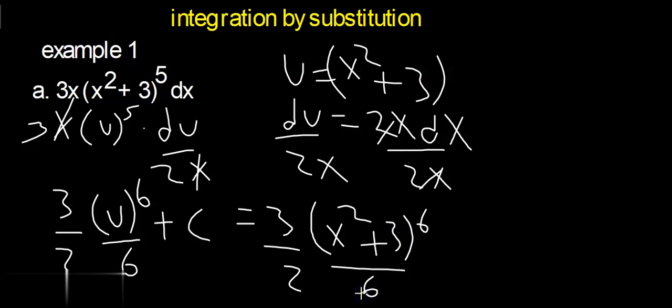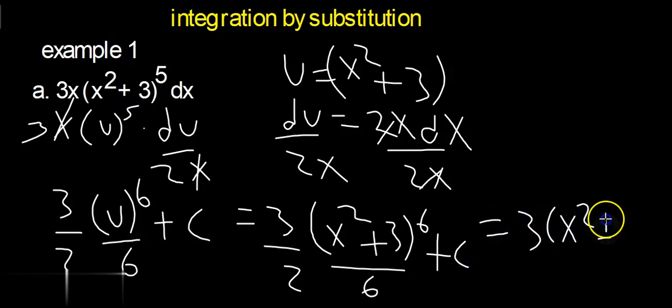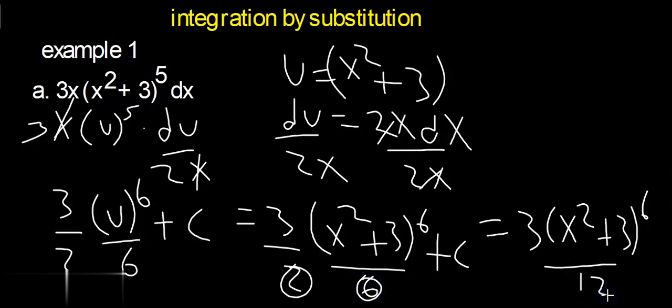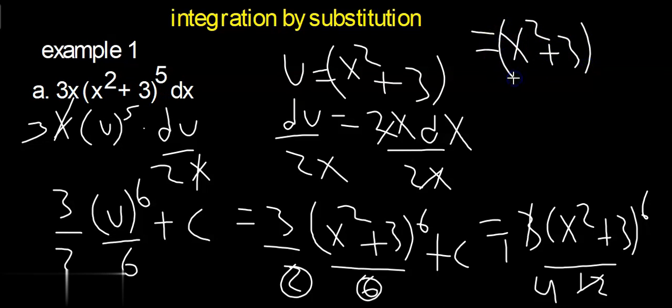Now it's all about simplification. This is the same as 3 times (x squared plus 3) to the power of 6, over 2 times 6, which is 12. I can also simplify by 3, so 3 over 12 becomes 1 over 4. So my last answer will be (x squared plus 3) to the power of 6 over 4 plus c. This is all you have to do when you encounter this specific example.